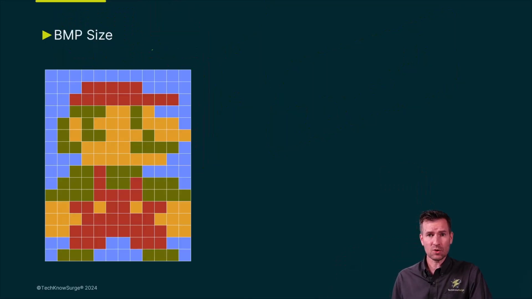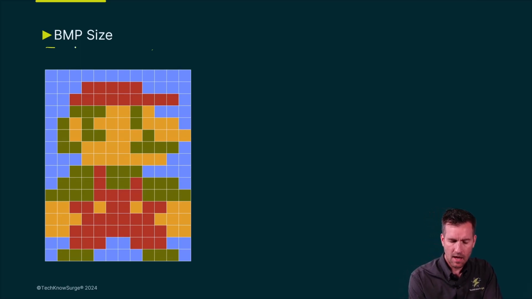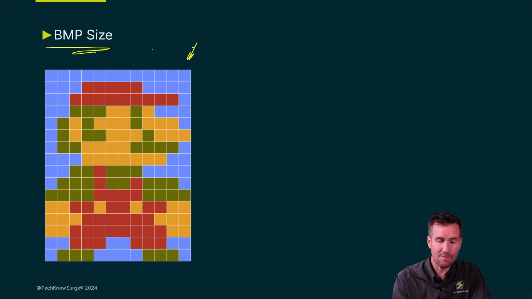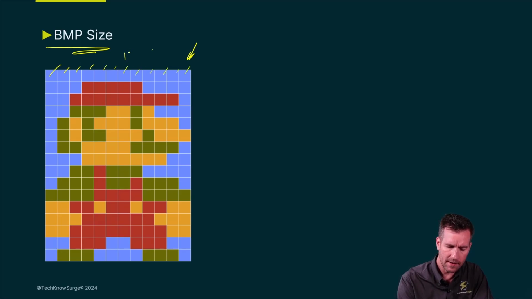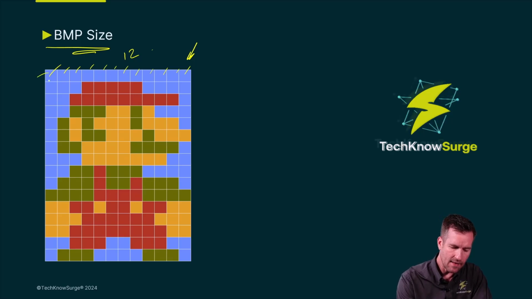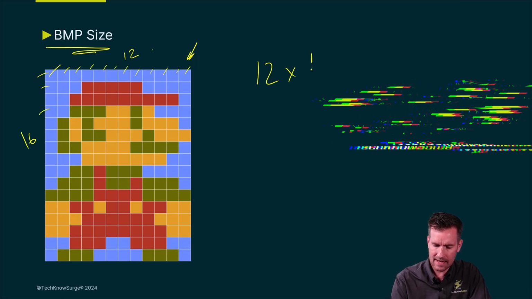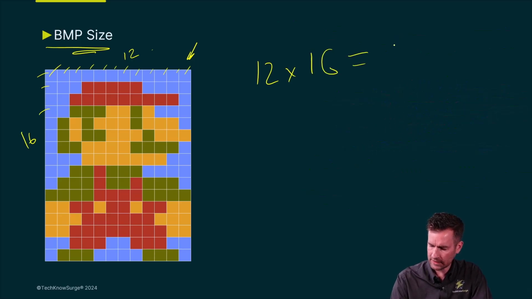Usually we do some sort of compression on graphics, and I'm going to show you an example of that. Here's a bitmap. A bitmap is true to its size. That means there's no compression here. And for this, there's 1, 2, 3, 4, 5, 6, 7, 8, 9, 10, 11, 12 pixels across. And then up and down, there are 16 pixels. So we've got a total of 12 times 16 pixels, which equals 192 pixels.